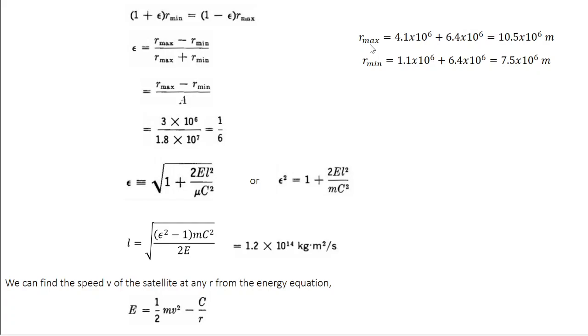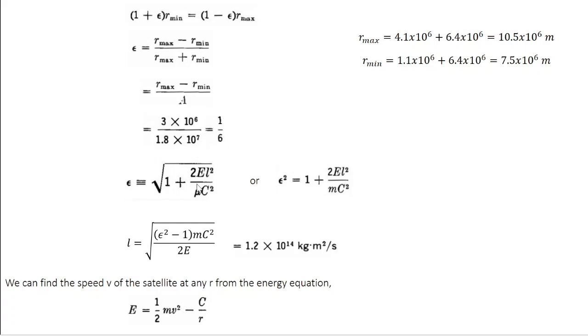And what's the value for R max? This is the apogee plus the radius of Earth, which is 10.5 into 10 to the power 6 meters, and R minimum is the perigee plus the radius of Earth, which is 7.5 into 10 to the power 6 meters. So substituting the parameters in this equation, you get eccentricity equal to 1 by 6.